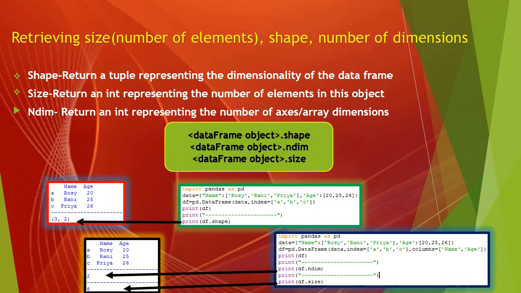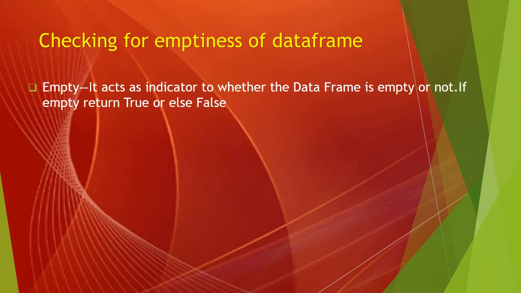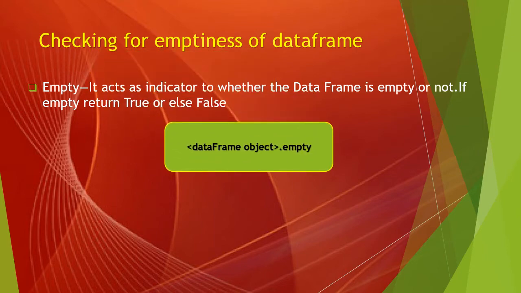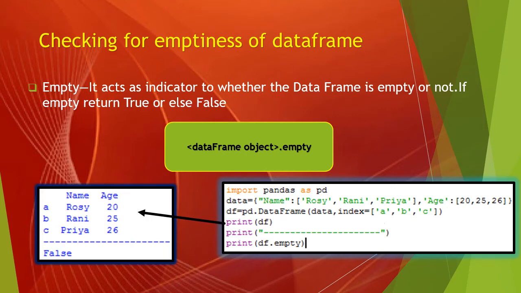And size gives the overall elements, so Rosie 20, Rani 25, Priya 26, totally 6 elements are present in this data frame object. Next, whether the created data frame is empty or not. If it is empty, it returns true, otherwise it returns false. The general form for empty is data frame object dot empty. The data frame is created with 3 rows, 2 columns, so data is available, so it's not empty. While checking df dot empty, the result is false, because the data frame contains 6 elements, so it returns false.